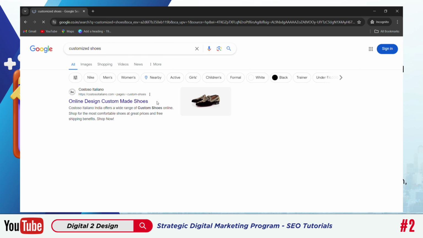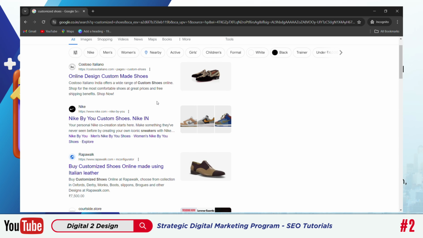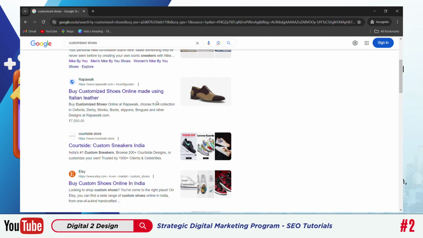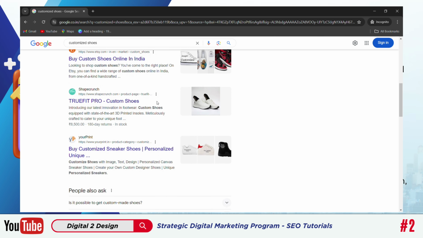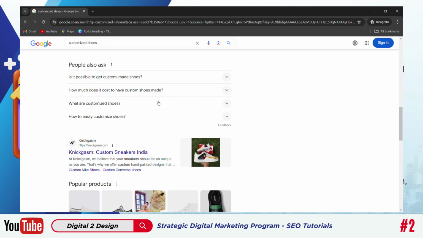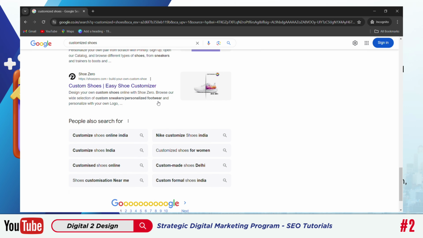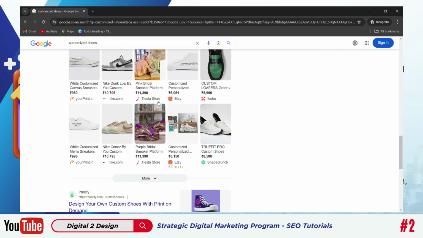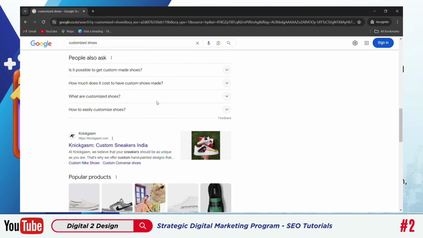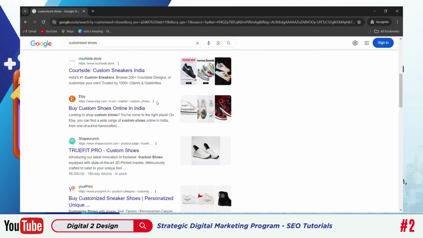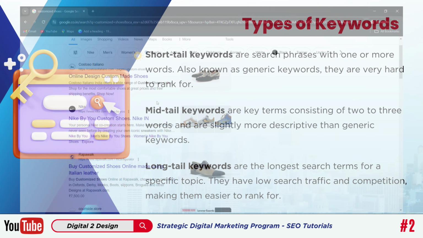For example, if someone searches for customized shoes, many results will appear for this search query because the keyword is very generic. Short-tail keywords have a lot of competition and high search traffic. If your website ranks for these keywords, you'll get more traffic but lower conversions, as the broad keyword might lead to irrelevant visitors, increasing your bounce rate.